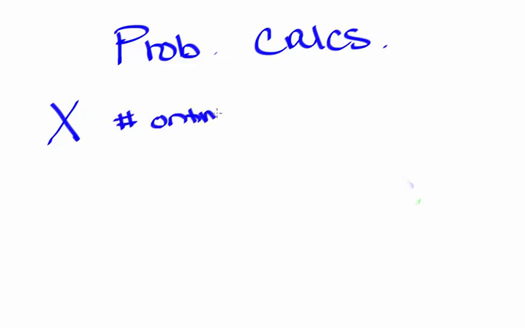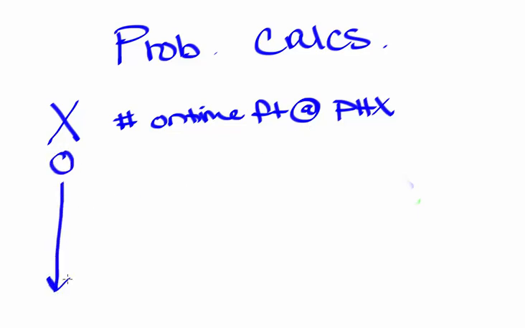Now we know that none of the flights could be on time, and all of the flights could be on time, and the maximum number of flights at Sky Harbor Airport is 30 each day.